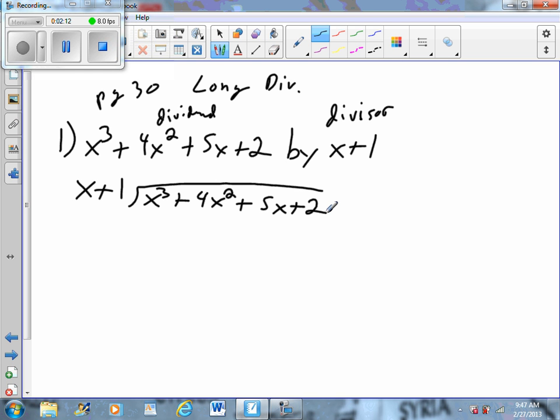And what you're going to do is ask yourself, to get the lead term of your quotient, your answer here, you have to say x to the third divided by x. So you're asking this question, x to the third divided by x. What does that evaluate to? x squared, right? I'm sorry, I'm going to just say x squared there, okay?